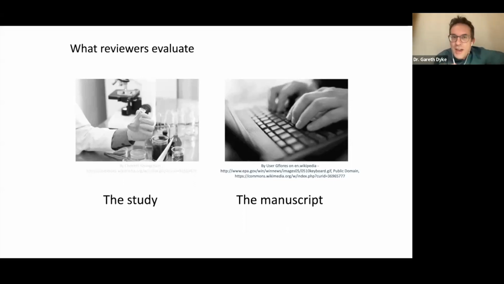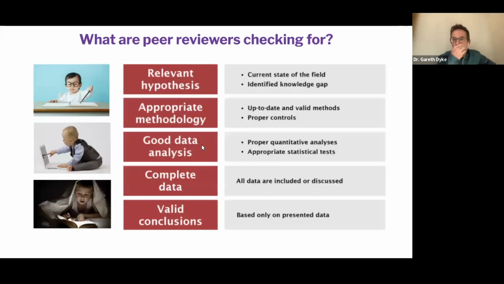So these are the key things that peer reviewers will look at when they're asked to put your paper under the microscope, when they're asked to have a look at your paper as part of the peer review process. Relevancy of hypotheses, appropriate methodology, good data analysis, complete data, and valid conclusions.